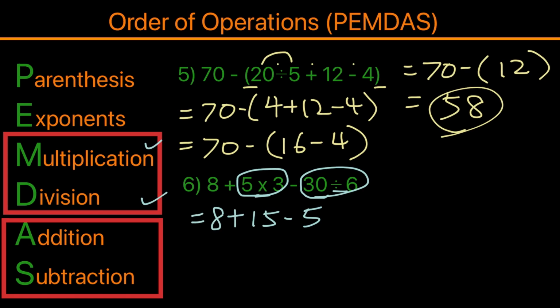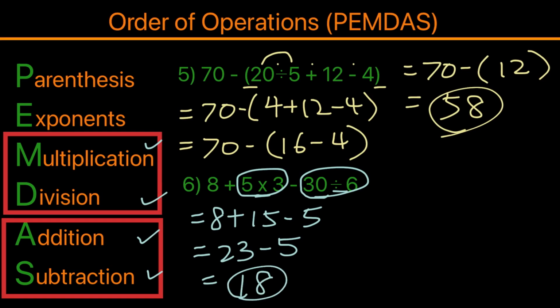Now we are left with two operators, addition and subtraction. And they're in the same group, so we're going to do them in order. 8 plus 15 first, which is 23. Then we'll minus 5. And 23 minus 5 is 18. And so 18 would be your answer in this case.